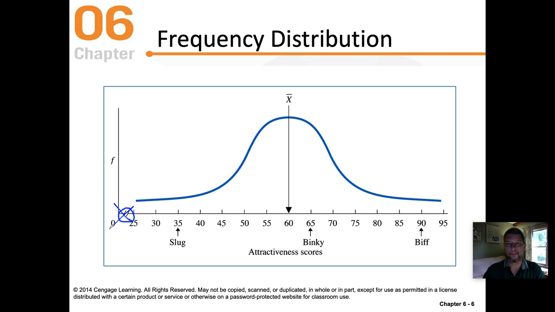Remember, I hate breaking up the axes, but with that said, this is a normal distribution. And you can see here that the average score for this class, let's say, is 60. And it looks like it probably ranges from 0 to 100 in terms of the possible scores, but the mean is 60. Now, Slug did very poorly. He scored a 35. I'm assuming Slug is a he.